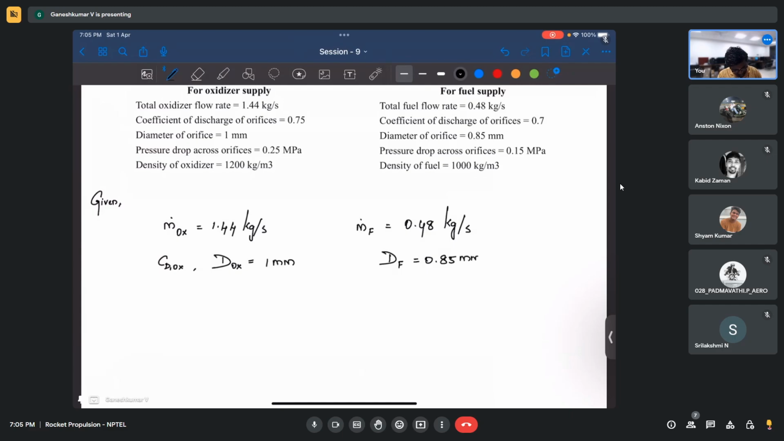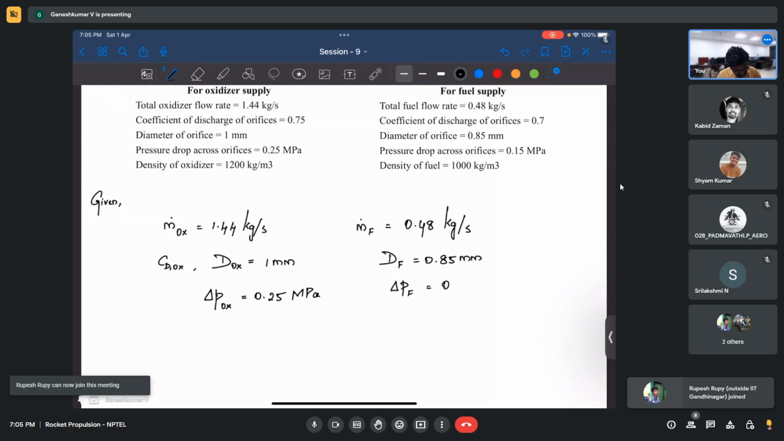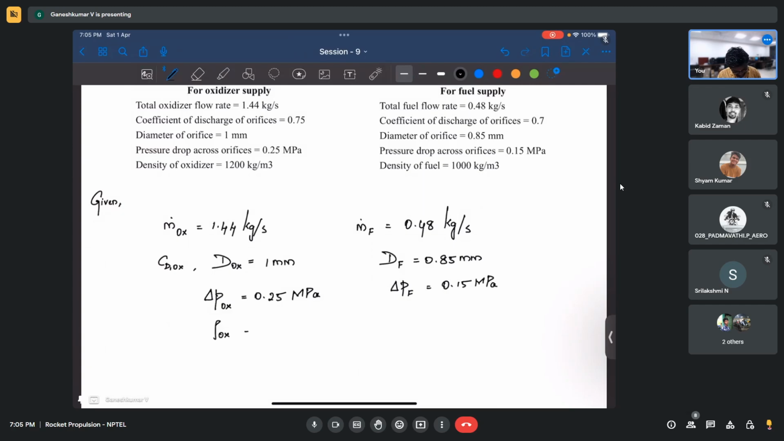What else is given? The pressure drop through the orifice is given. For the oxidizer injector it's 0.25 megapascals, and for the fuel supply it is 0.15 megapascal, and density is also given. So how do we approach this problem? Does anyone have any idea how we approach this problem? I hope the problem statement is clear.